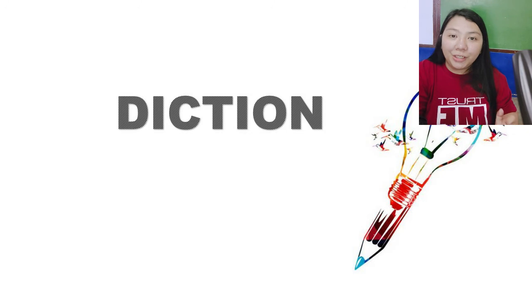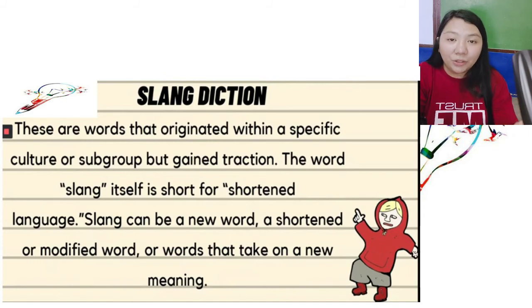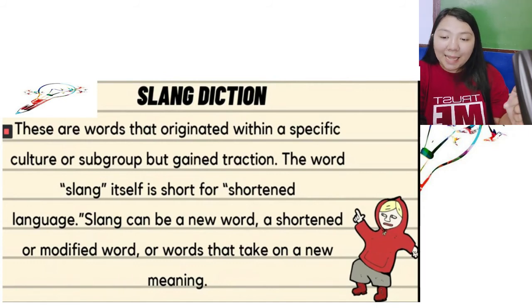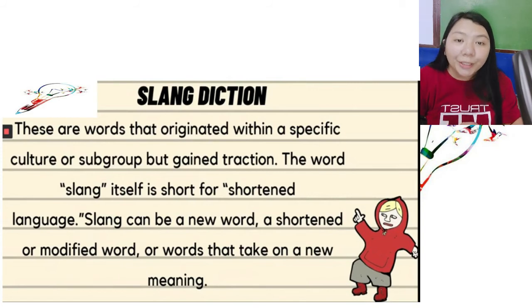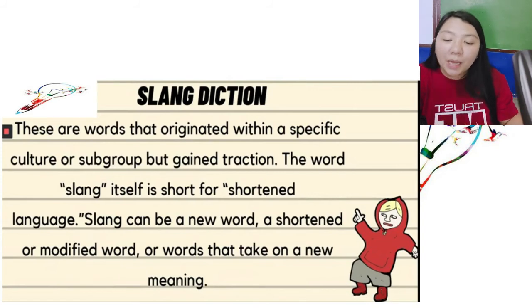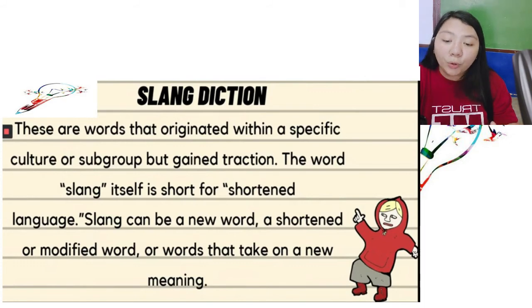Okay, another kind of diction is slang. So these are words that originated within a specific culture or subgroup but gained traction. So the word slang itself is short for shortened language. Slang means shortened language. Slang can be a new word or a shortened or modified word, or words that take on a new meaning.